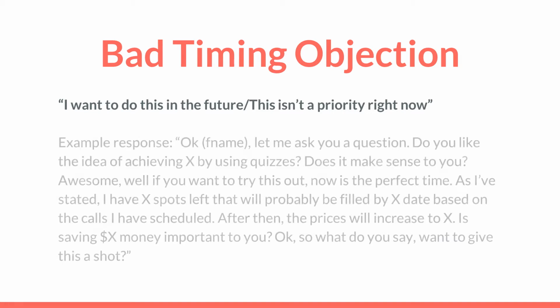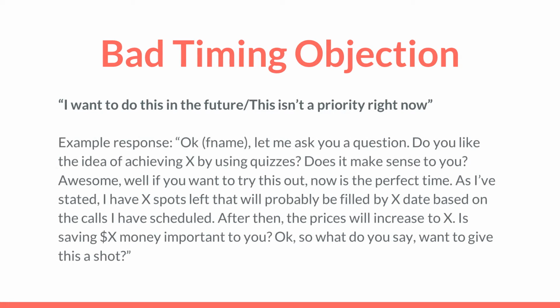An example response could be, "All right, first name, let me ask you a question. Do you like the idea of achieving X by using quizzes? Does it make sense to you?" And you hear maybe, they'll probably say, "Yeah, I really like the idea. It's interesting." You could say something like, "Awesome. Well, if you want to try this out, now is the perfect time. As I've stated, I have 3 spots left that will probably be filled by X date based on the calls I have scheduled. And then the prices are going to increase to X. So is saving that X amount of money important to you? All right, so what do you say? Do you want to give this a shot?"